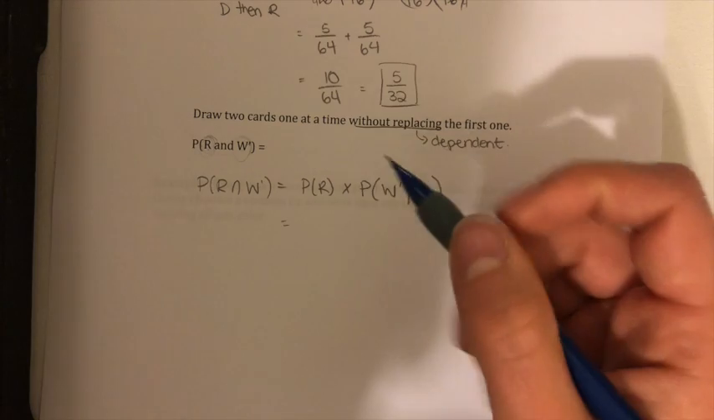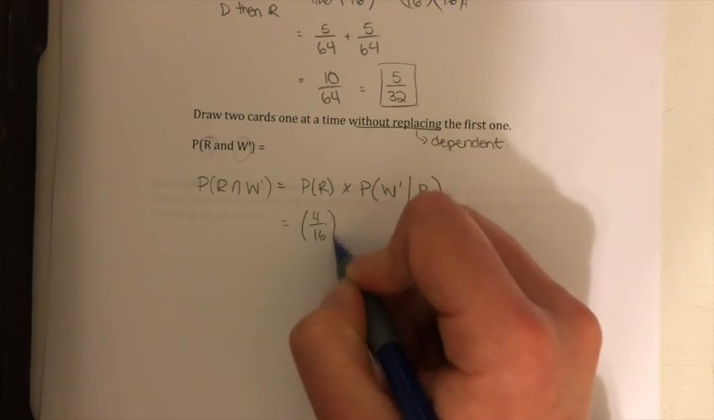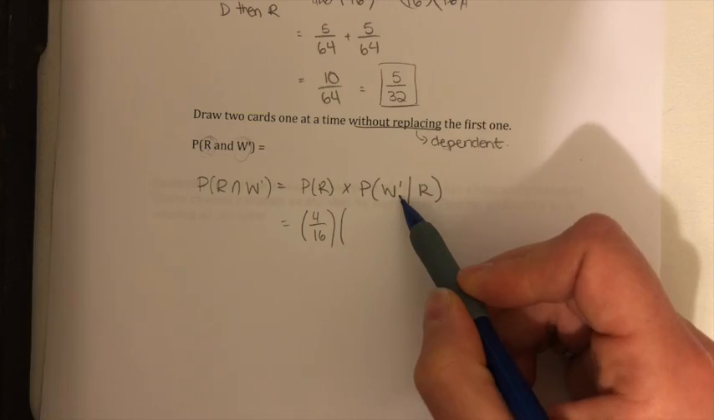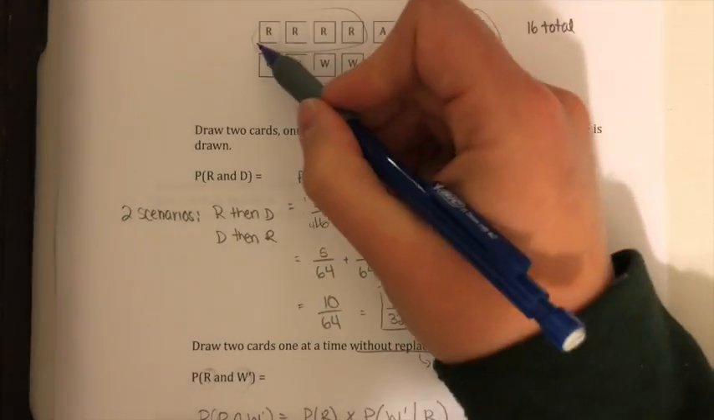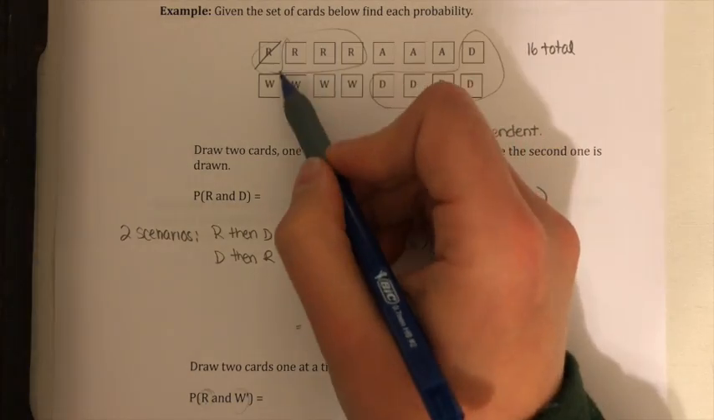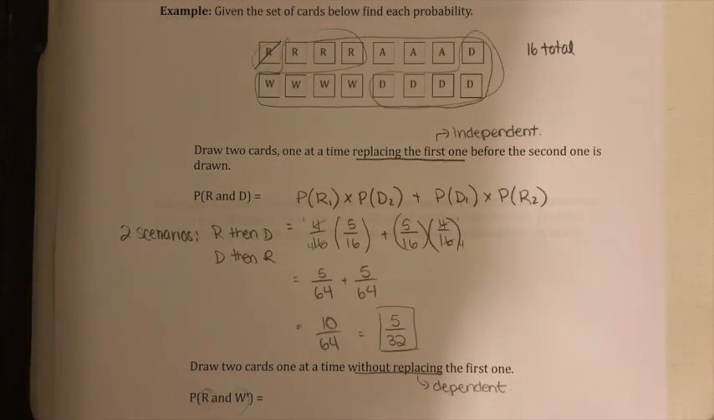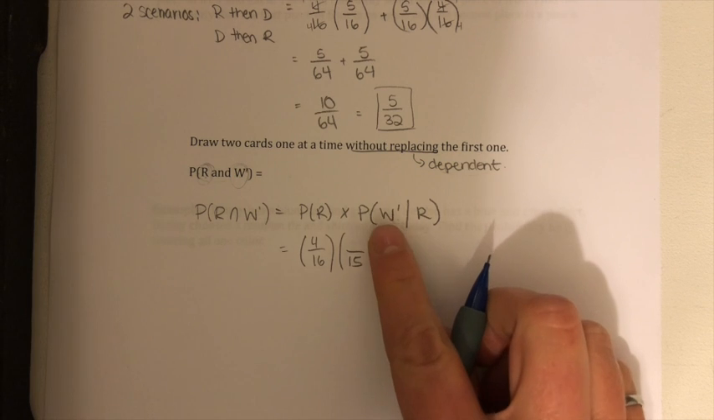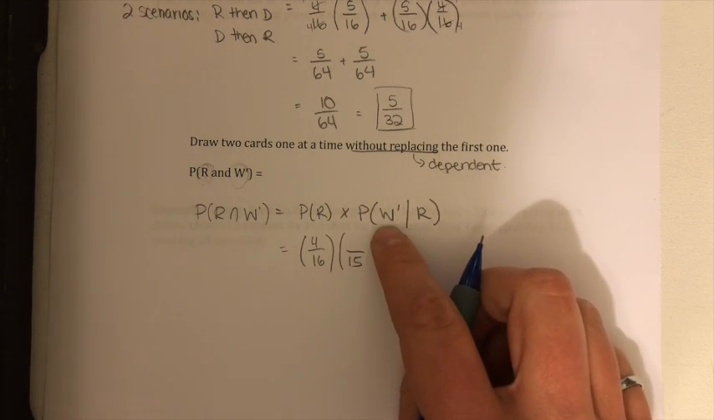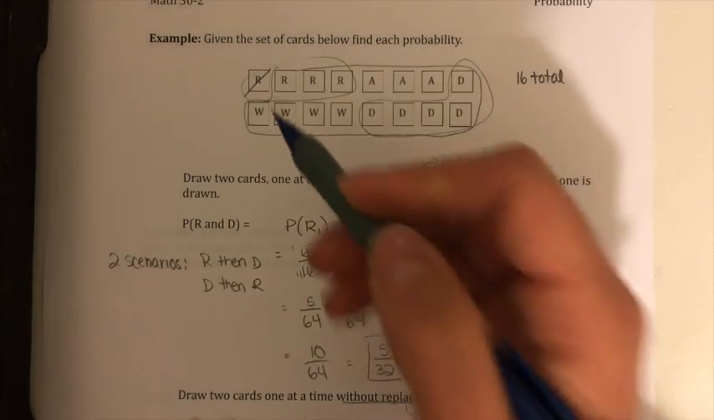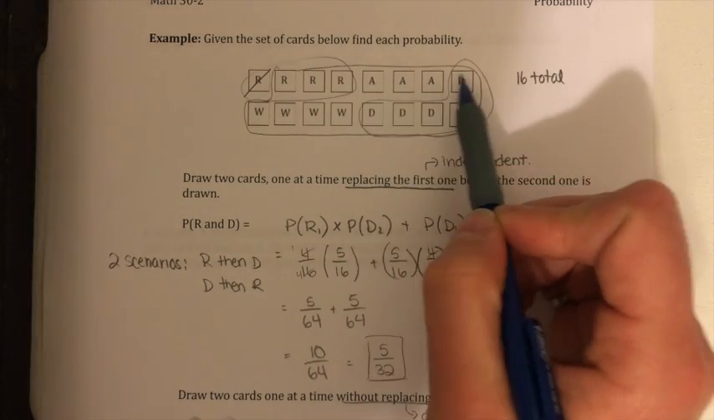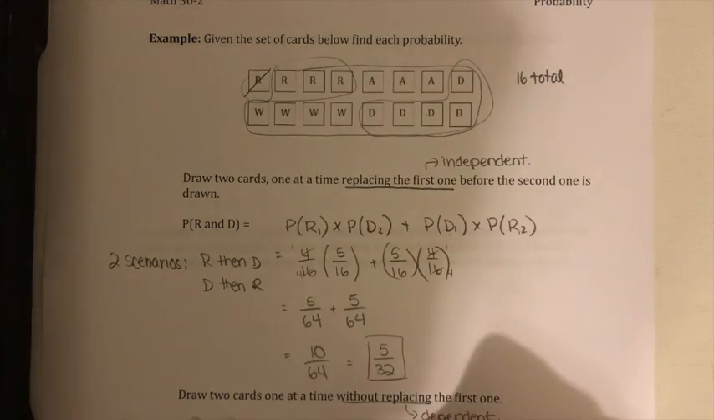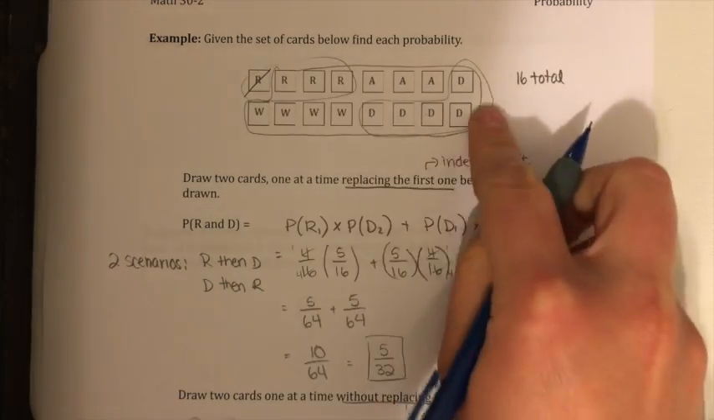So the probability of R is 4/16. And then the probability of W complement given R. So let's assume we pulled an R the first time. Now we only have 15 cards left. Okay, so instead of being out of 16, this is going to be out of 15. And if it's W complement, we're looking for anything other than a W. Okay, so it's going to be 1, 2, 3, 4, 5, 6, 7, 8, 9, 10, 11 options because one R is gone. The other 11 that are not the W are the things that we want.